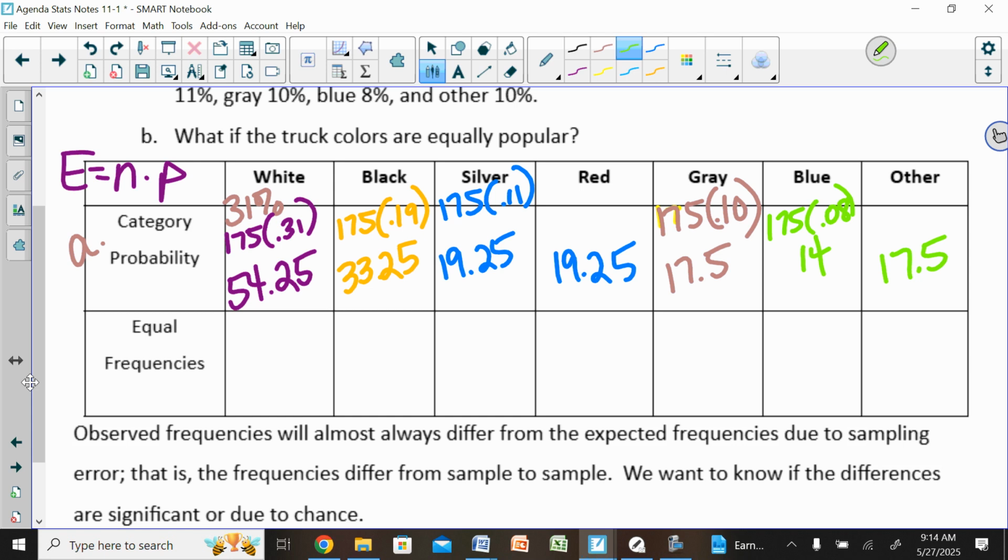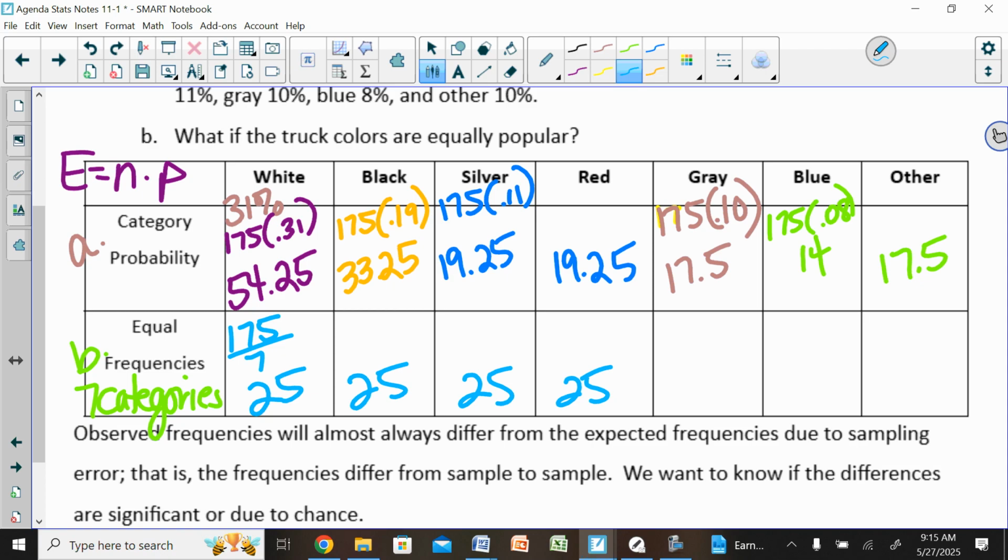What about if our truck colors are equally popular? This is part B. So equally popular, how many categories do we have here? We've got 7 categories. So we can common sense our way through this. We could take 100% and divide it into 7, or we can just say if we've got 175 trucks, and we're going to split that into 7 equal categories, we would expect a nice, neat 25 for each one of them. So equally probable means equal expected values.